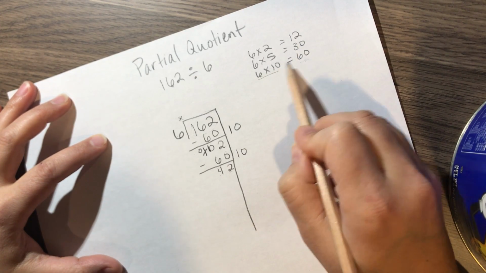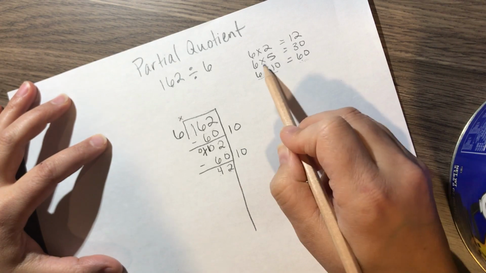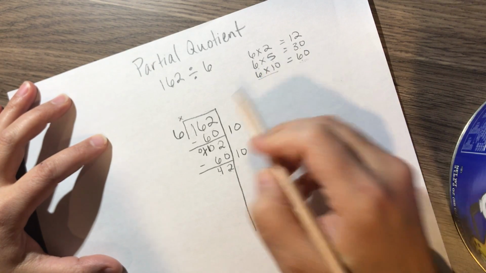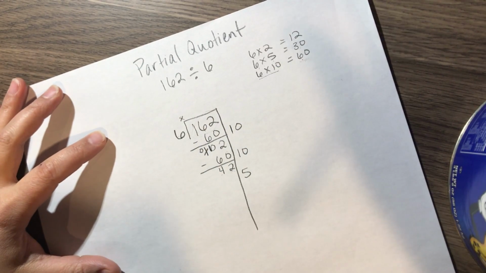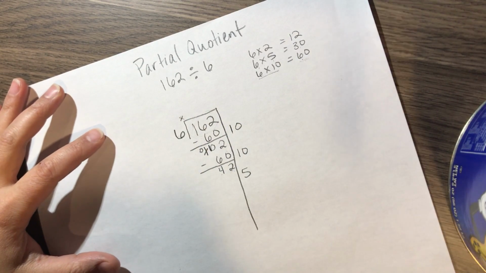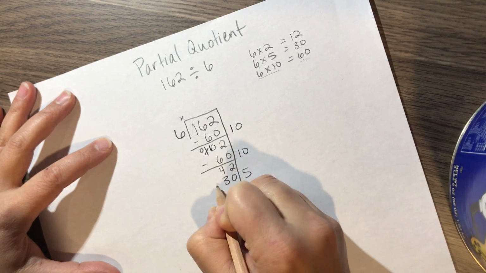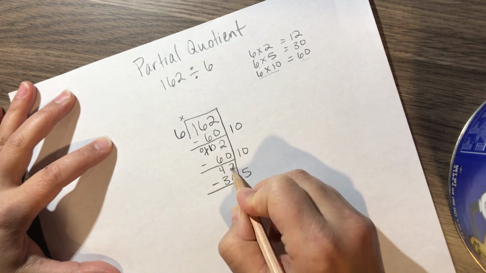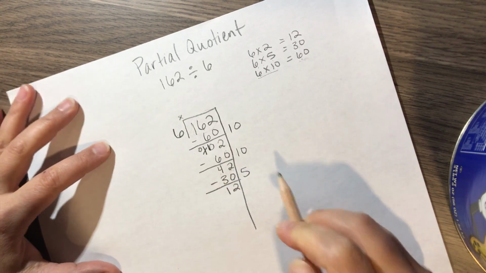I can't use 6 times 10 because 60 is greater than 42. But I can use 6 times 5, which is 30. So 6 times 5 is 30. I subtract. 2 minus 0 is 2. 4 minus 3 is 1.